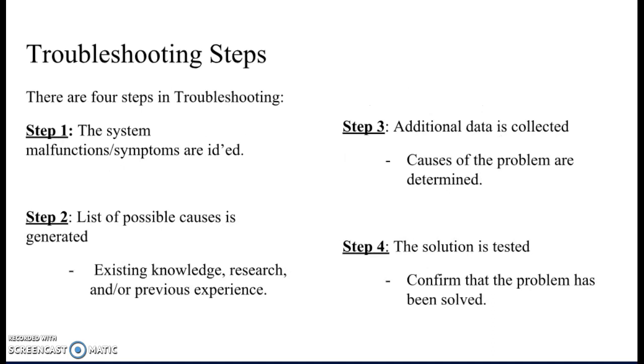The troubleshooting process can be distilled into 4 steps. The first step is the system malfunctions and symptoms are identified. Step 2 is a list of possible causes that is generated based on existing knowledge, research, or previous experience. Step 3. Additional data is collected and, based on a process of elimination, the causes of the problem are determined. Step 4. The solution is tested to confirm that the problem has been solved.